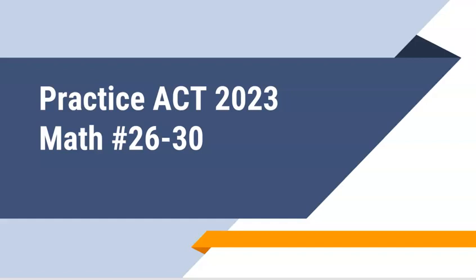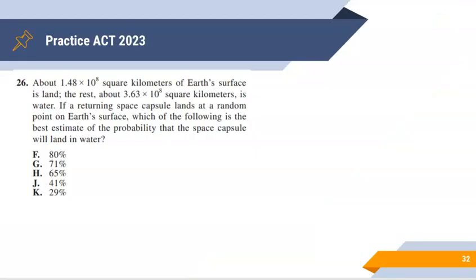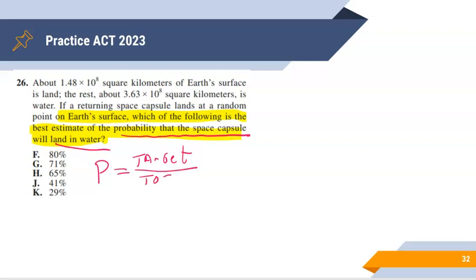Okay, this is numbers 26 to 30. We want to look backwards from the question mark. The question says, what's the best estimate of the probability that the space capsule will land in water? Again, probability is target over the total. Target is landing in water, and right here is water. Total is the land and the water together.